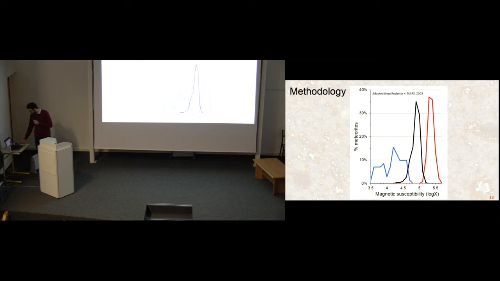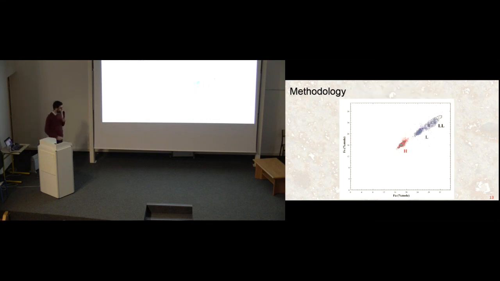The other way to classify a meteorite is to analyze its mineral chemistry, in particular the chemistry of olivine and pyroxene. This graph is showing the olivine and pyroxene composition of ordinary chondrites. Here we have more than 6,000 points, and you see that we have different types of ordinary chondrites. By analyzing the minerals, we can classify a meteorite. So by mixing all of these methods.